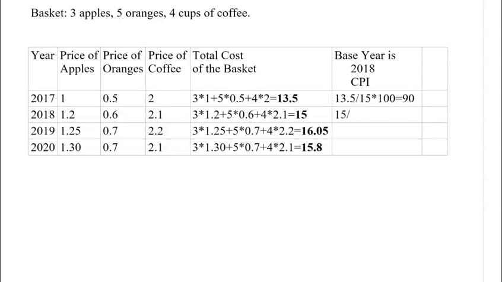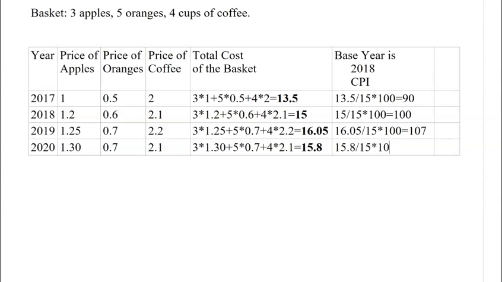So then 15 divided by 15 times 100 would be 100. So for the base year, the CPI is always going to be 100. And then it will be 16.05 divided by 15 times 100. It's 107. And then finally, we have 15.8 divided by 15 times 100, which comes out to be 105.33. Let's make it that. Now we can calculate our inflation rate.